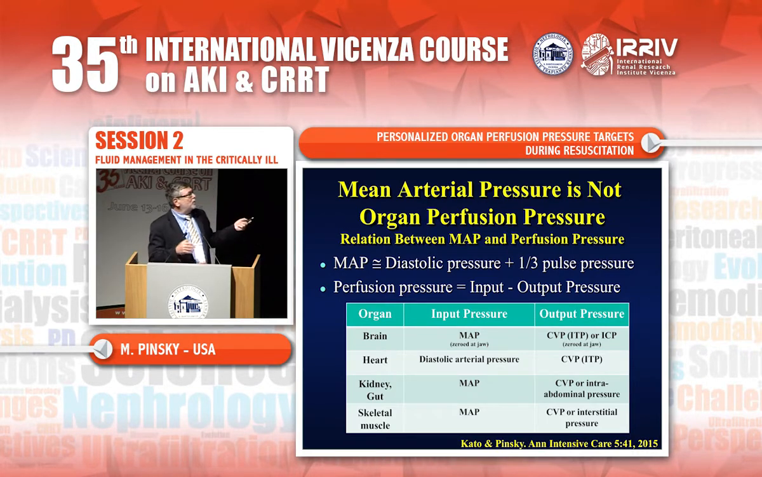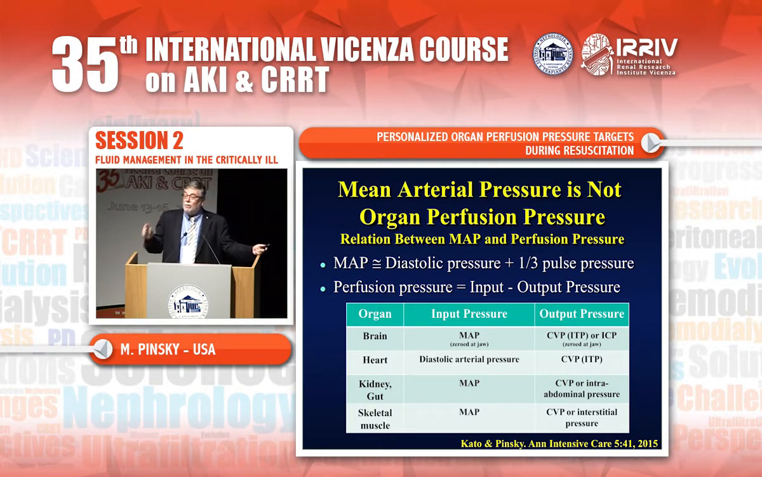It's mean arterial pressure minus the back pressure. For the brain, it's either CVP or intracranial pressure. For the heart, since it cannot perfuse during systole because the muscle is contracting, it can only perfuse during diastole. So it's the diastolic arterial pressure minus either CVP or intrathoracic pressure, whichever is higher. For the gut and the kidney, I don't know the answer. It's definitely going to be either CVP or intra-abdominal pressure, but the kidney lives in a capsule.